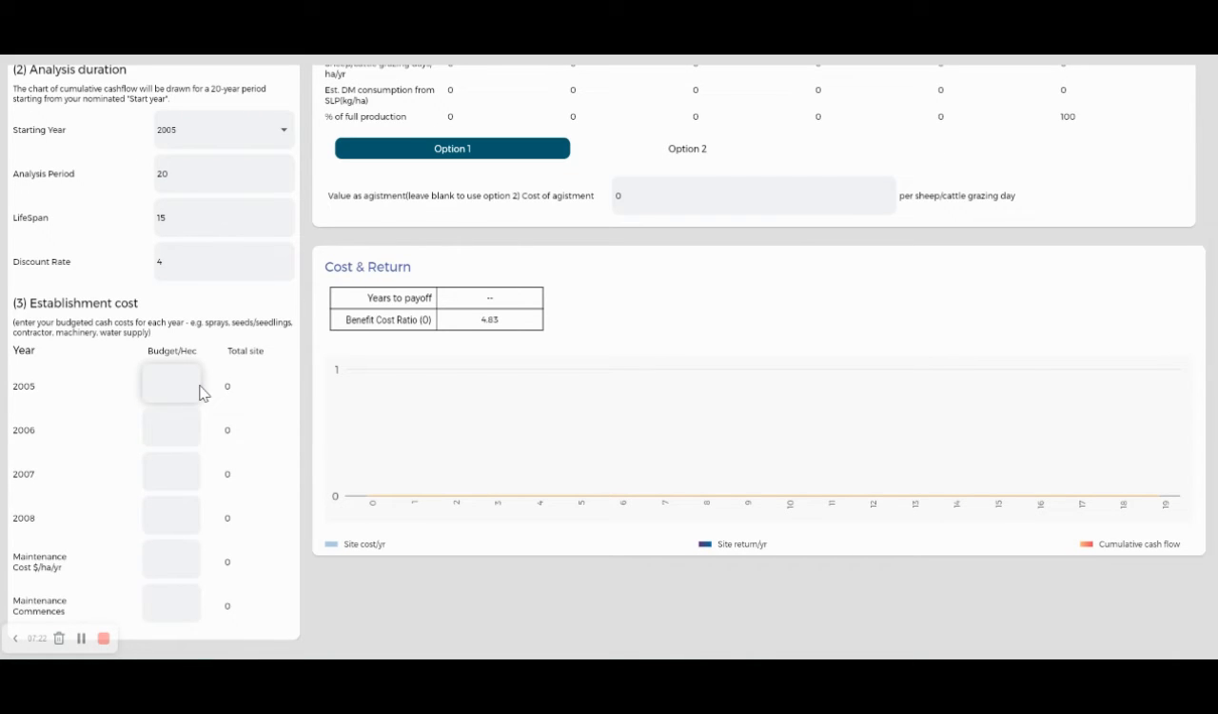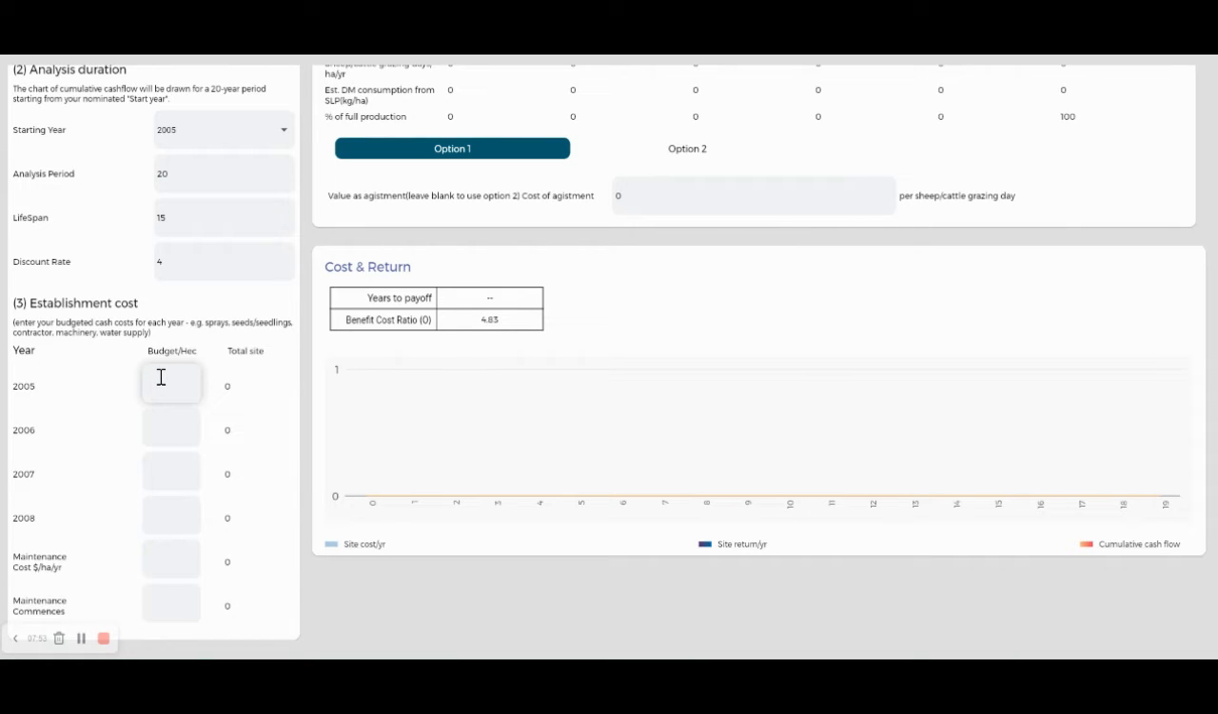The next section, section number 3, is the establishment costs. We enter these as a cost per hectare, and it's both the capital costs of establishing the plants and the infrastructure, fencing and water if that's required, and also a maintenance cost per year.